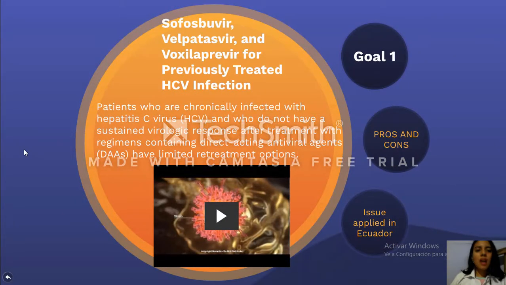Sofosbuvir, Velpatasvir, and Voxilaprevir for previously treated HCV infection. Patients who are chronically infected with hepatitis C virus (HCV) and who do not have a sustained virologic response after treatment with a regimen containing direct-acting antiviral agents (DAAs) have limited retreatment options.